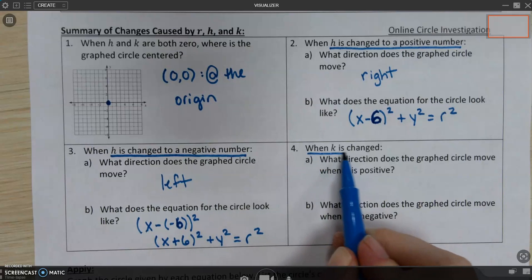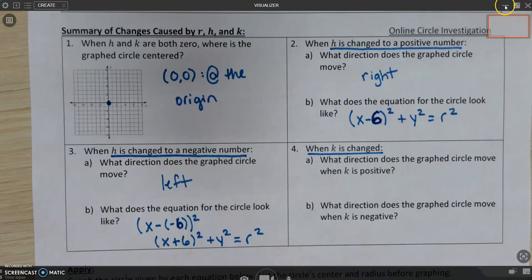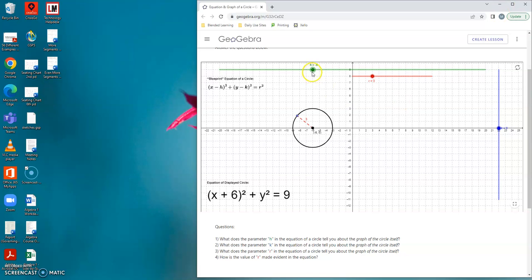Let's investigate our k quickly and see if that does the same thing or something different. If I put my h back to 0, just so that we're back at the origin, if I make the k positive, it moves up. That's probably pretty expected. Looks like a positive 5 in that center ordered pair, but then again, it looks like a minus 5 in the equation.